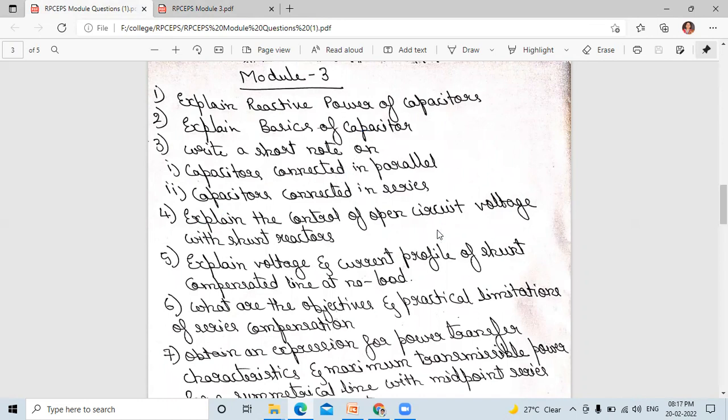Explain the control of open circuit voltage with the shunt reactors. For this, I have explained a video on control of open circuit voltage with shunt reactor. And also this question is a model 2 question. This question is a model 2 question. Don't read this. This is related to the model 2 question. Don't consider it for model 3.